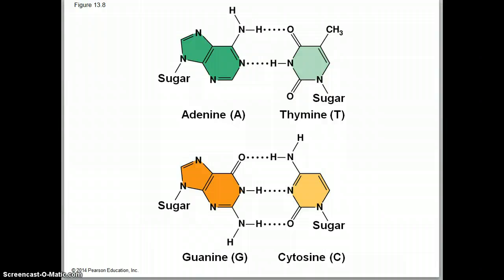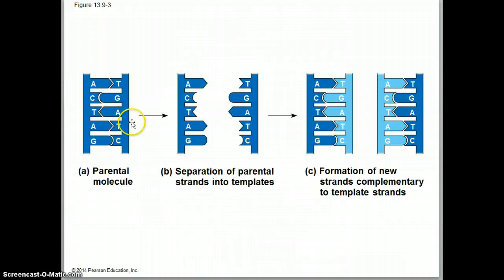The next really important discovery was how DNA can possibly replicate. Watson and Crick suggested a semi-conservative method, and they thought that because there were hydrogen bonds holding together the nitrogenous bases, those hydrogen bonds could easily be separated. And then those parental strands could be used for the new strands. Because DNA is always complementary, you can use the old DNA as a template to make new DNA.